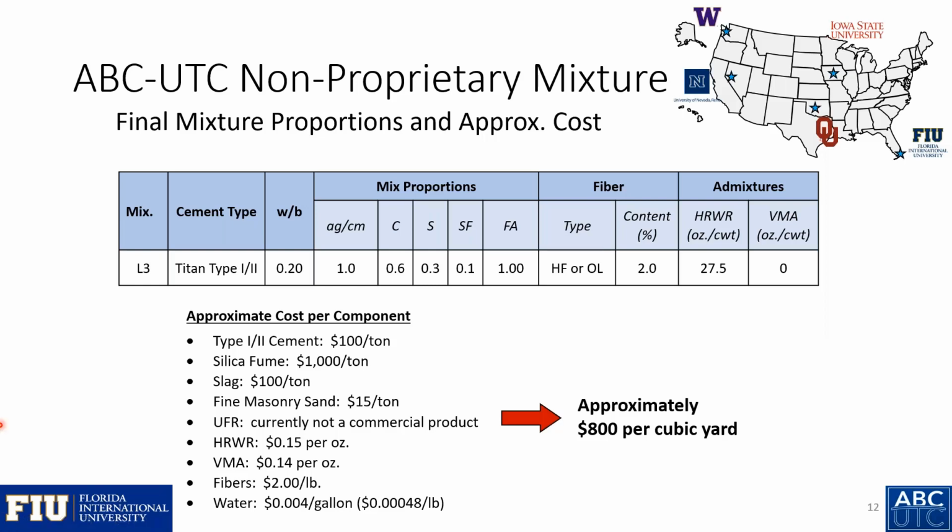So the mix that we ended up recommending as the final mix, you can see some of the cost breakdown. It ended up being around $800 per cubic yard, and most of that cost is from the cost of the fibers. So this is significantly less than the proprietary mixes. So this was one of the main advantages of using a non-proprietary mix.